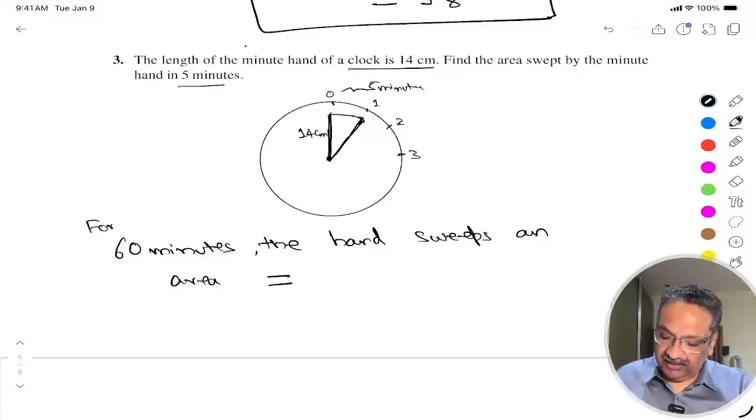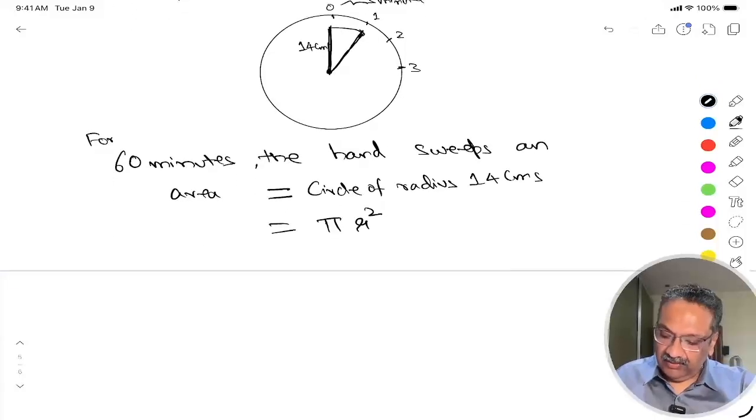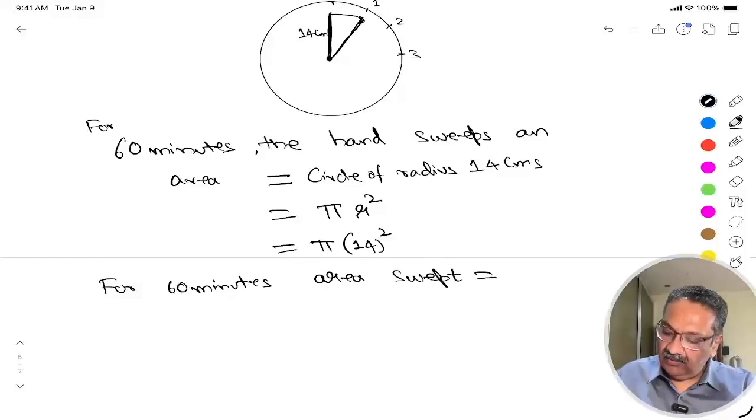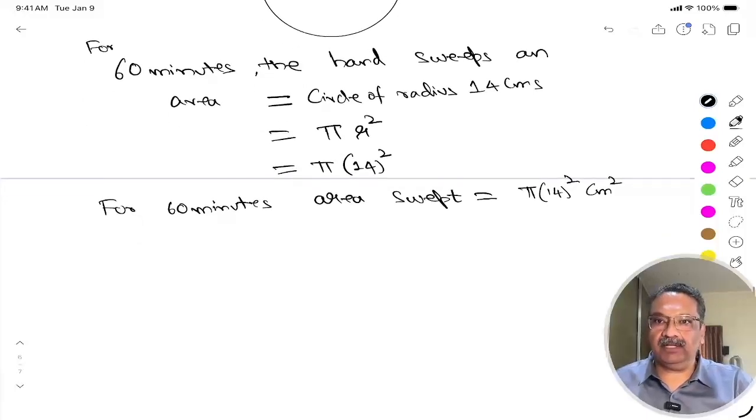The hand sweeps an area equal to a circle of radius how much? 14 centimeters, correct? So what is the area of the circle? This will be pi r square, which is equal to pi into 14 square. See, for 60 minutes, area swept is equal to pi into 14 square centimeters, right? And no need to expand, later on we'll expand that.